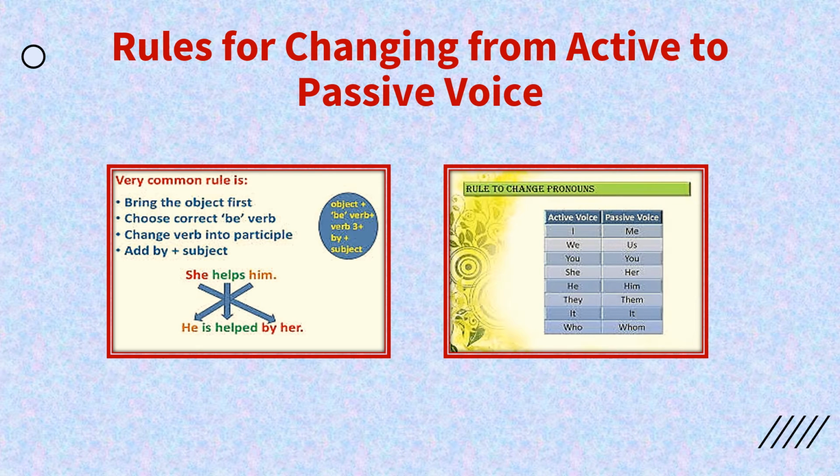Then we have the rule to change pronouns when you change from active to passive. I becomes me, we become us, you remains as it is, she becomes her, as you can see in this sentence here. He becomes him, they become them, it remains the same, and who changes to whom. Take a good look at these rules because this is going to help you to change your sentences from active to passive in a correct manner.